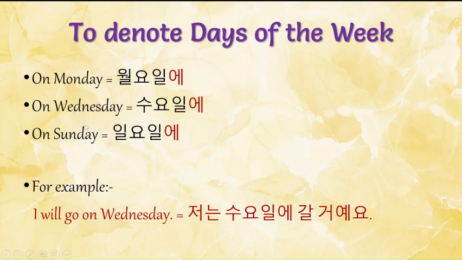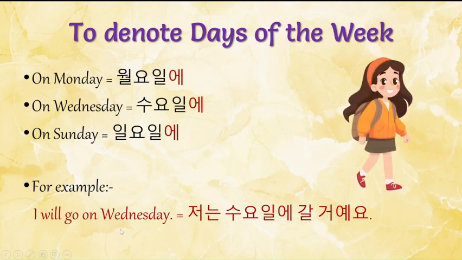Suppose you have to say on Wednesday, then it is going to be 수요일에. On Sunday, 일요일에. Fine. So for example, you have to say I will go on Wednesday. 저는 수요일에 갈 거예요. See, I have attached the particle 에 to Wednesday to denote on Wednesday. Okay? This is how you're going to use the particle 에 to denote days of the week.